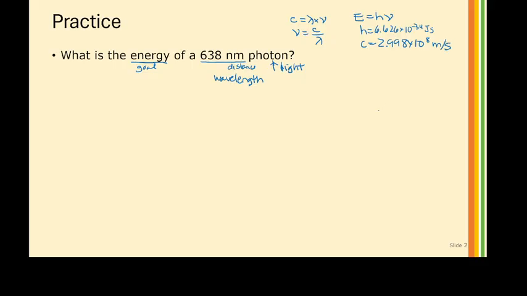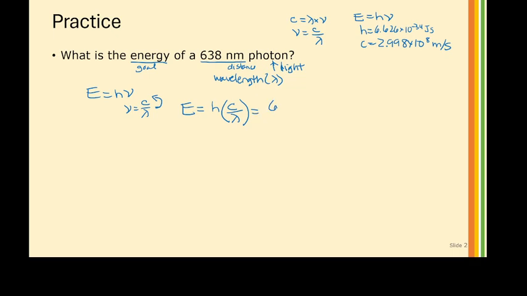All right, so I want energy. So in order to get energy, I have to use E equals h nu. But I'm not given nu. I'm given wavelength, right? Wavelength is the lambda. So I'm going to replace this. But I know that nu equals C over lambda. So I can go ahead and put that in here. I'm going to substitute it back in, and I get E is equal to h times C over lambda. And now I can use that as my formula.